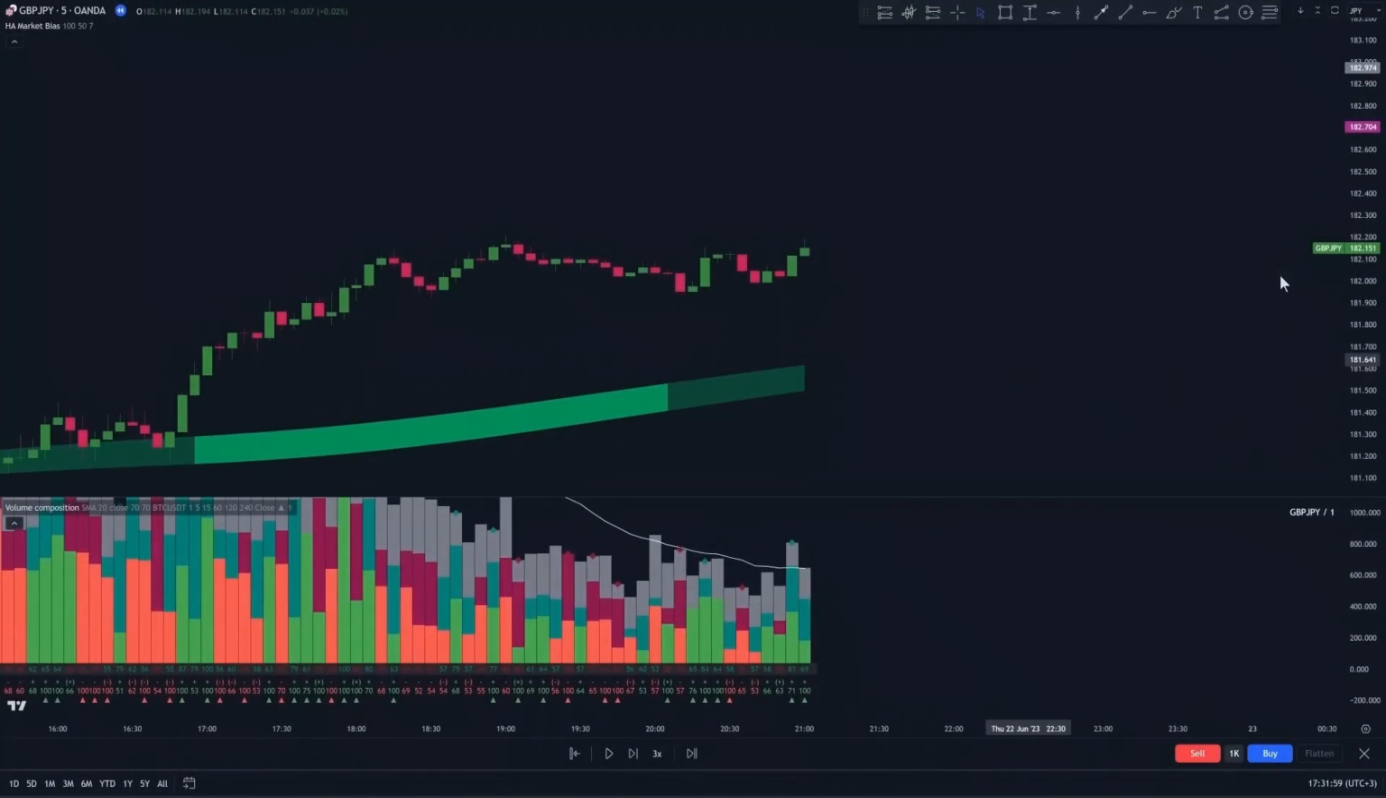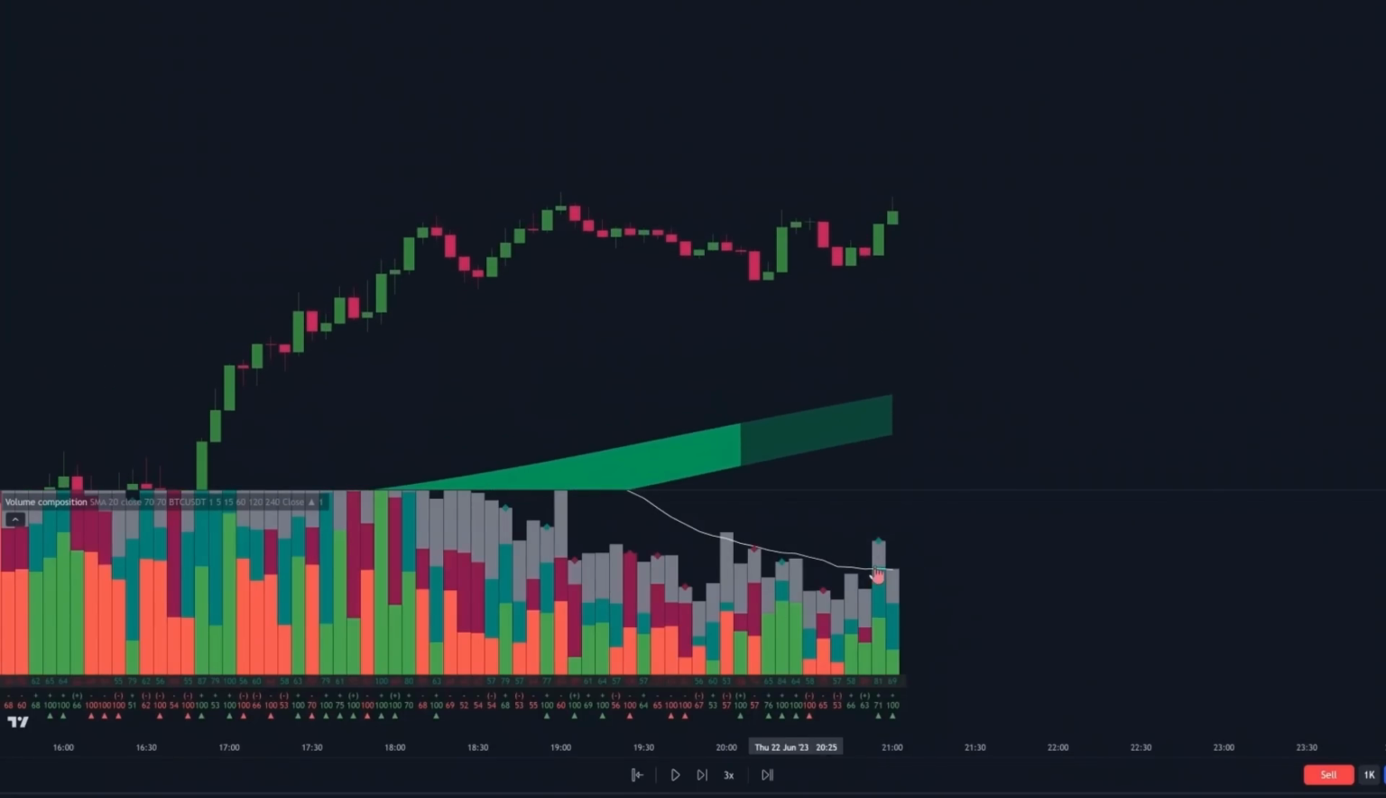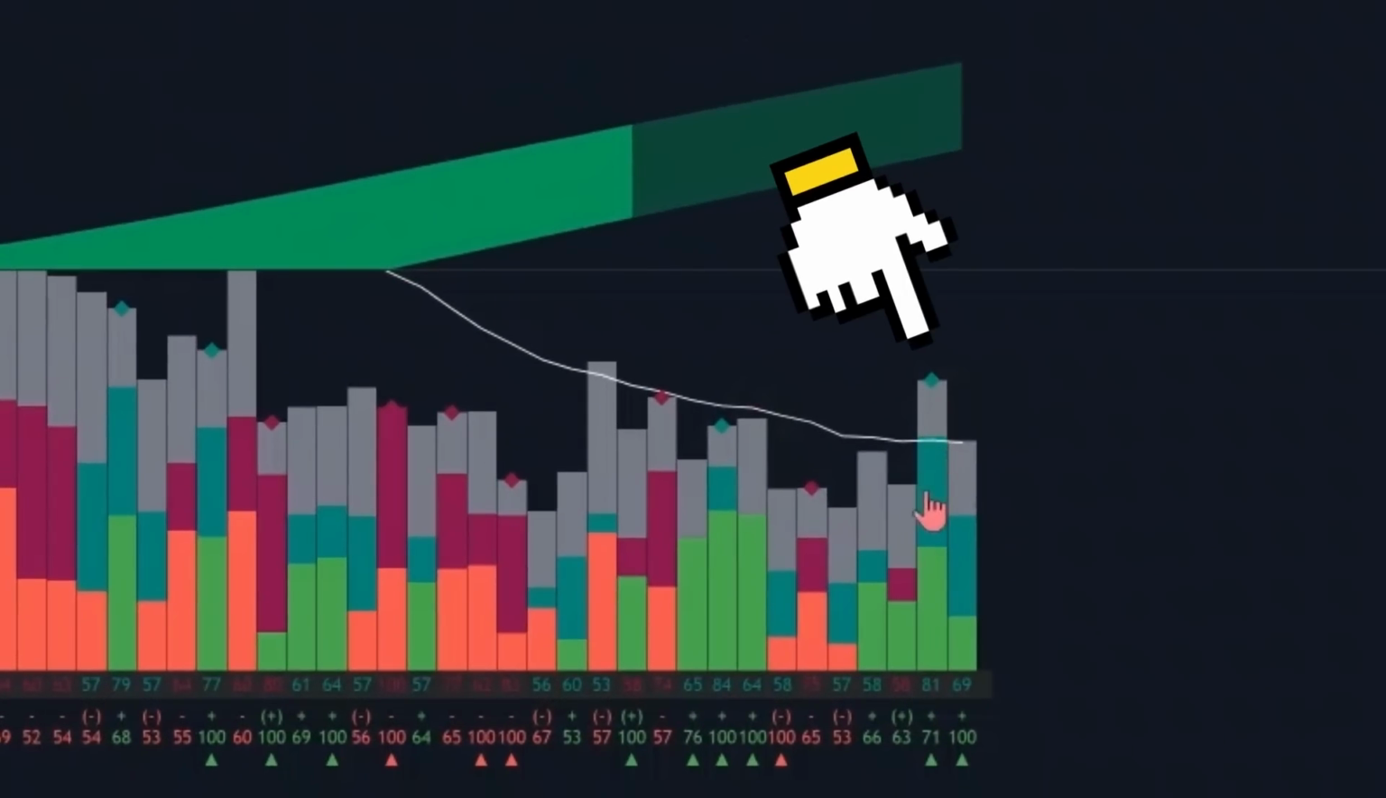To take a long trade, first, the trend ribbon of the market bias indicator should be colored dark green to indicate a pullback in a bullish trend. Second, for the volume composition indicator, we want a volume bar to be printed, and that bar should have the same characteristics that we discussed earlier.